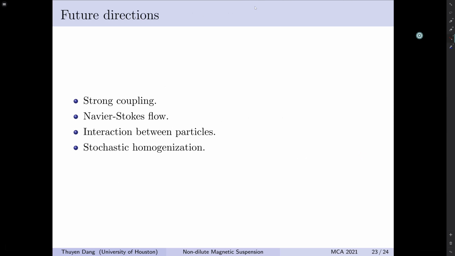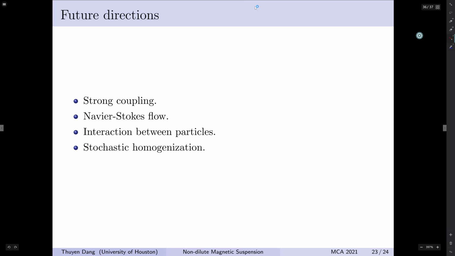So in the future, we want to extend our result to the case that we have strong coupling. That means the fluid can also change the magnetic field. We also want to consider our problem where the flow is governed by the Stokes equation. Another phenomenon we want to capture is the chain structure of ferrofluid.